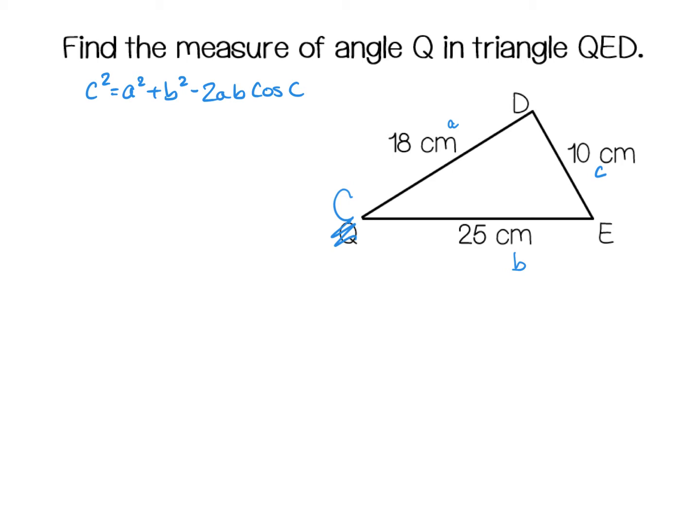All right, so let's plug in what we know. C squared is 10 squared. A squared, so that's 18 squared plus my B is 25, so 25 squared minus 2 times 18 times 25 times the cosine of C. And I don't know what C is this time, right? I don't know what the measure of angle C is. Okay, so now notice that my variable is down here this time. All right, so we're going to have to work to solve for that variable. So we're going to need to isolate it.